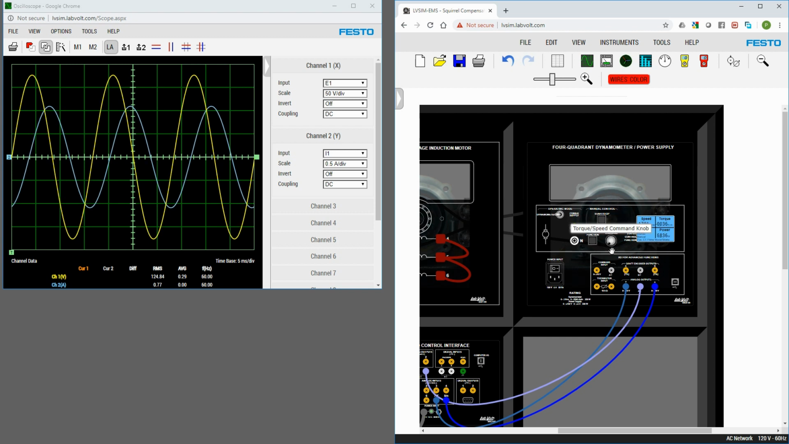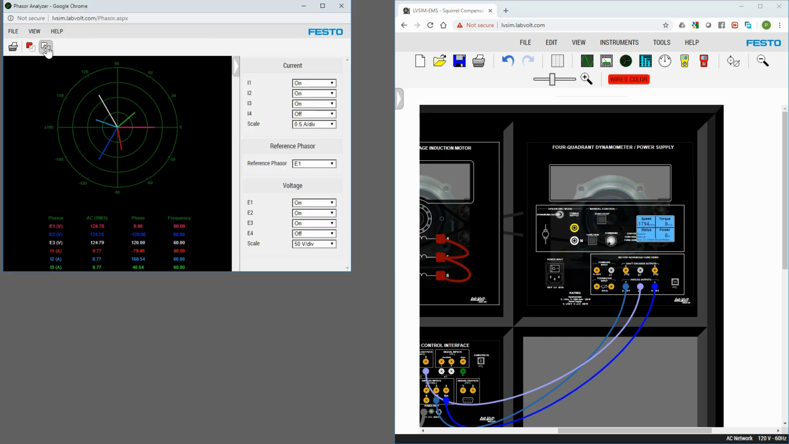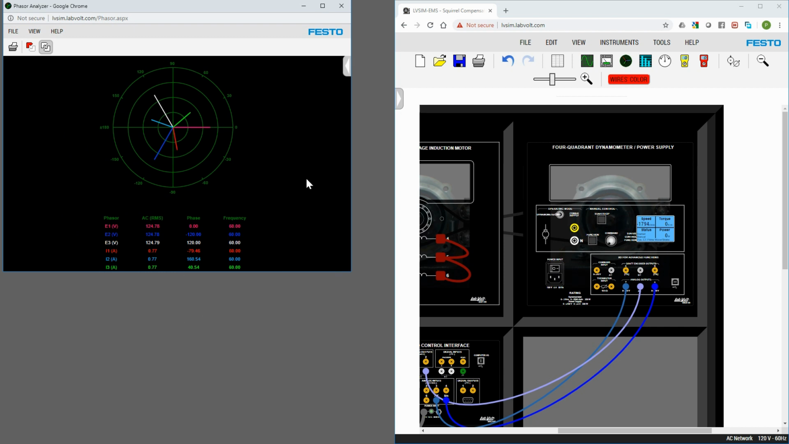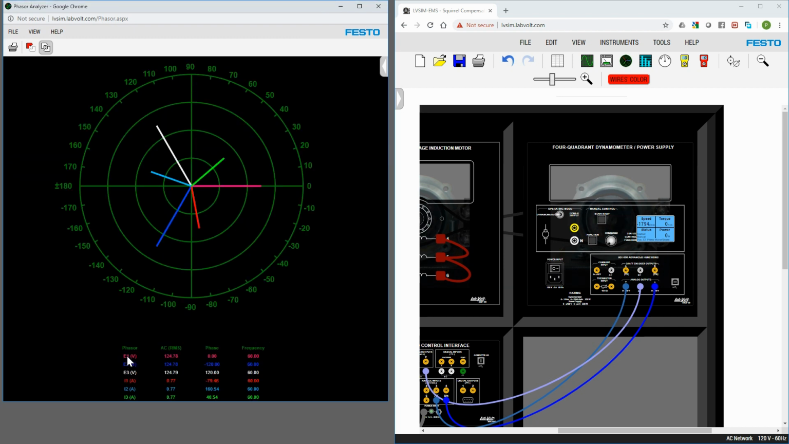Let's go back to a zero load here. Close that instrument for now. And let's take a phasor analyzer. In that case here, I have my three voltages, E1, E2, and E3. E1 at 0 degrees, E2 at minus 120 degrees, and E3 at 120 degrees. And my three currents. So I see that my current is at 79.4 degrees. Why not 90? Because there are still some power dissipations in the copper of the machine.